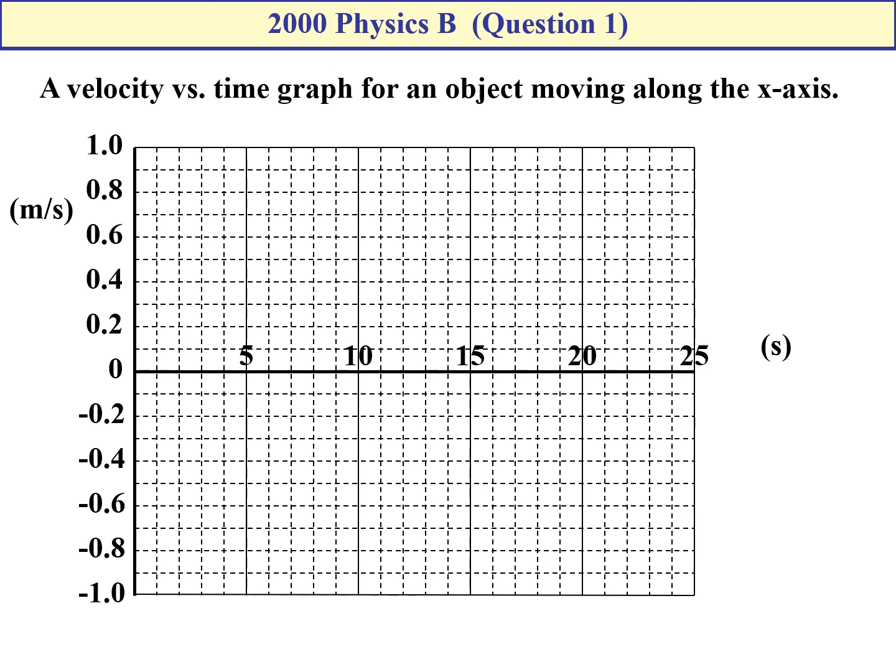This question comes from the 2000 Physics B test for the free response. It says a velocity versus time graph for an object moving along the x-axis. So here we have our velocity versus time graph. So you can see what happens here. We're going to basically break this down and answer several questions about it.